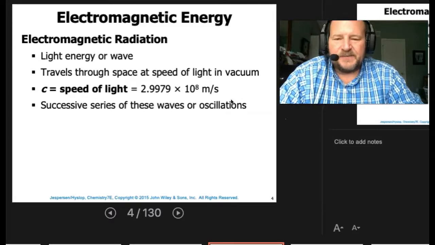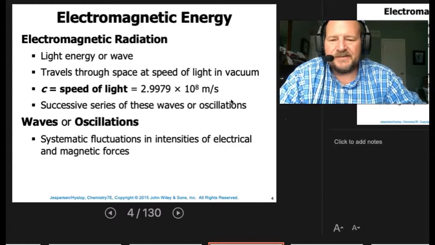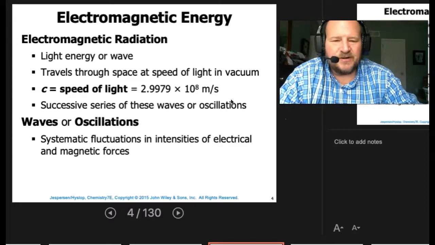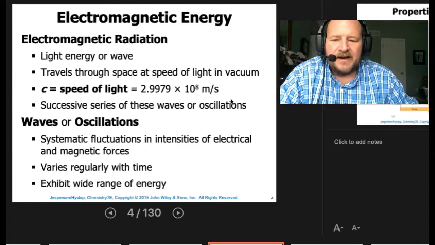Successive series of these waves are referred to as oscillations. So what are those? Well, that's the fluctuations in intensities of electrical and magnetic forces. And of course, this can vary regularly with time. And of course, we can get a wide range of energy from waves.